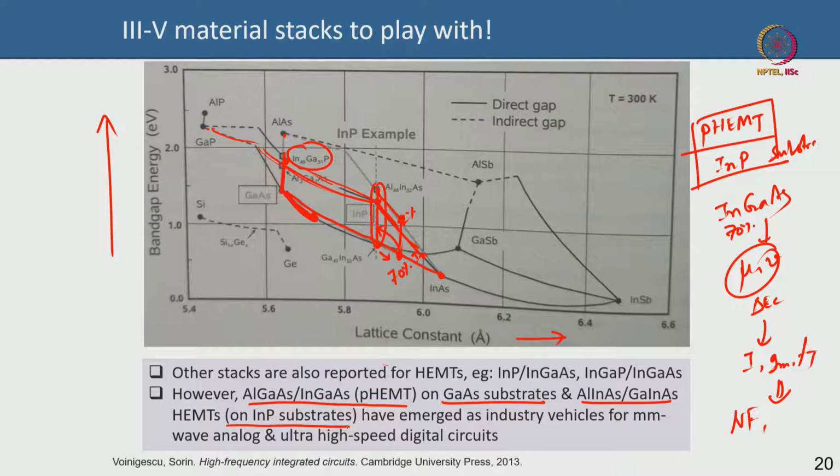They are relatively more commercially successful as industry vehicles for millimeter wave and even microwave, analog, very low noise and ultra high speed digital circuit applications. They are very successful, especially the military, okay, loves them because they are really high performance. This was until the advent of gallium nitride. Now, gallium nitride is going to compete with them.